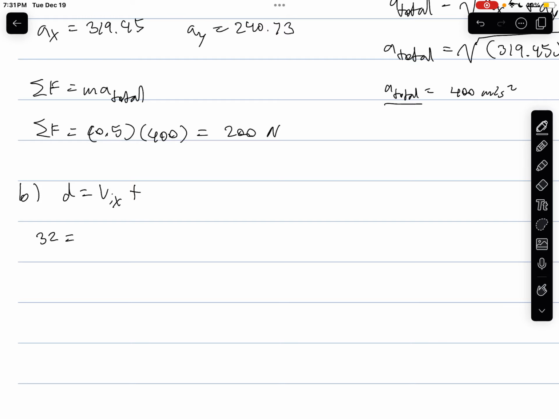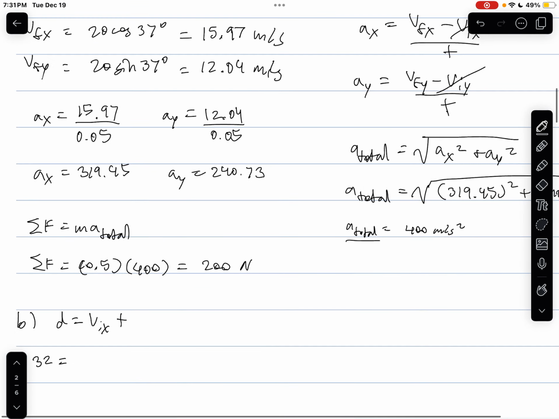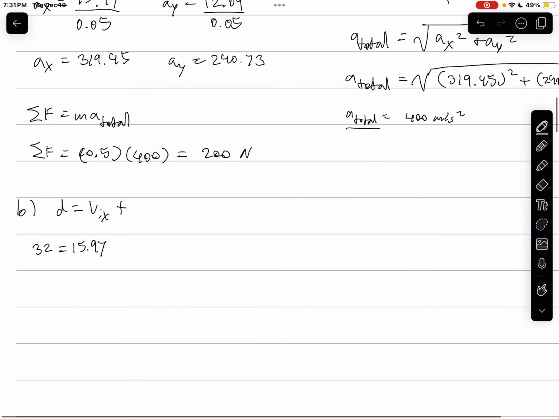And for part B, I know I can use d equals VIX times t, and just plug in what I know. So 32 equals, what was VIX again? 15.97, and then t. t equals 32 over 15.97, which should get you t equals 2 seconds.